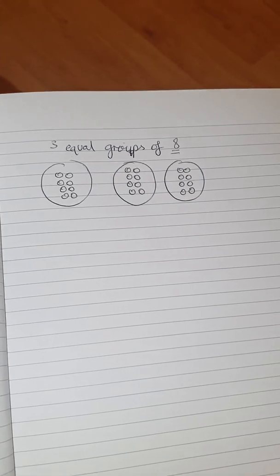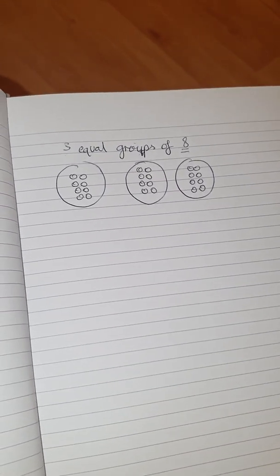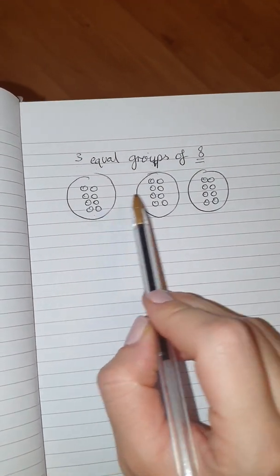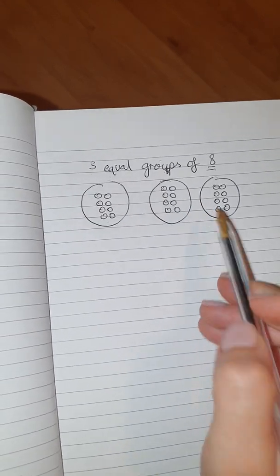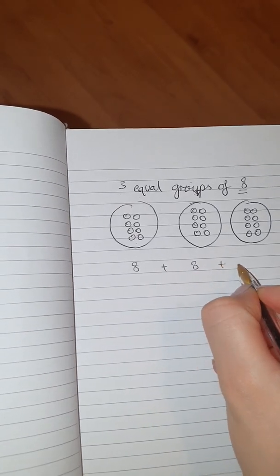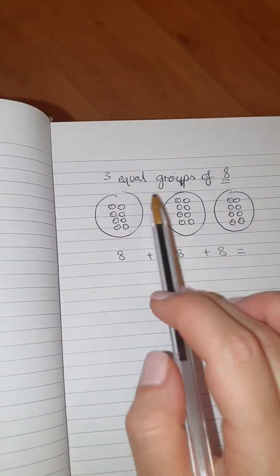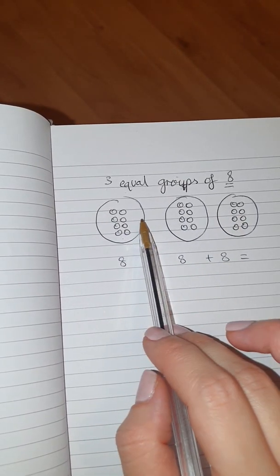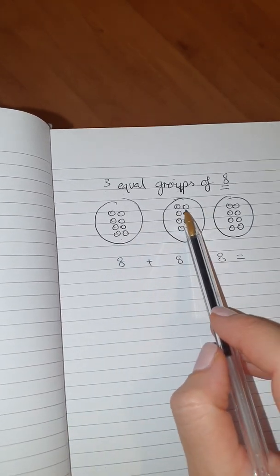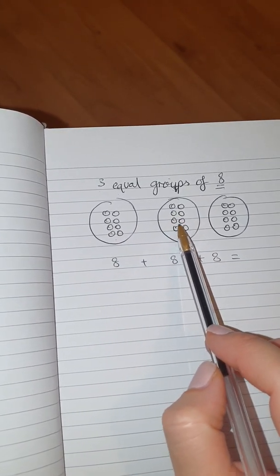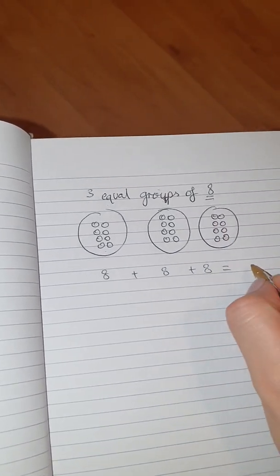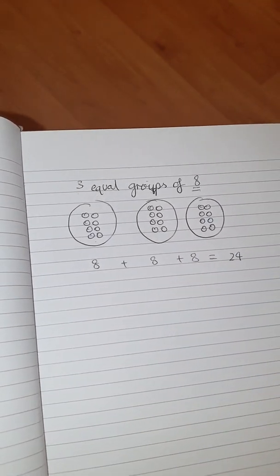Now I'm going to write a repeated addition number sentence to represent it. So what are we adding together? Well, here we have got 8 in this group, 8 in this group, and 8 in this group. So we would do 8 plus 8 plus 8. And then we can count them in twos to see how many we have got all together. 2, 4, 6, 8, 10, 12, 14, 16, 18, 20, 22, 24. So we have got 24 counters altogether.